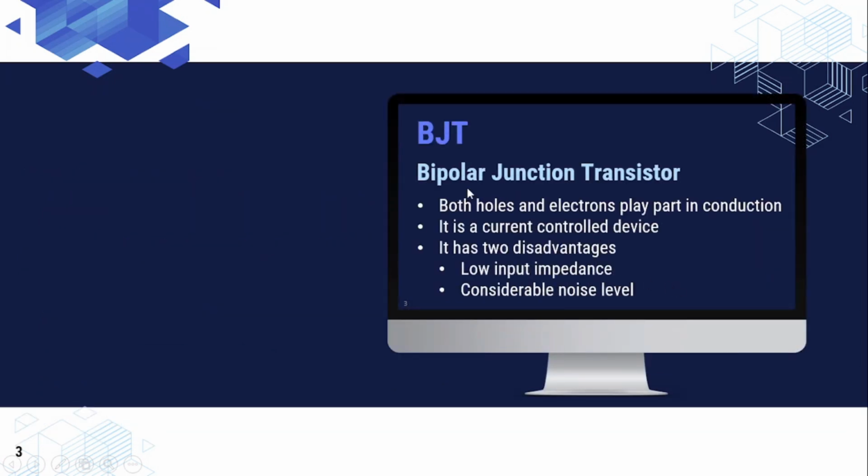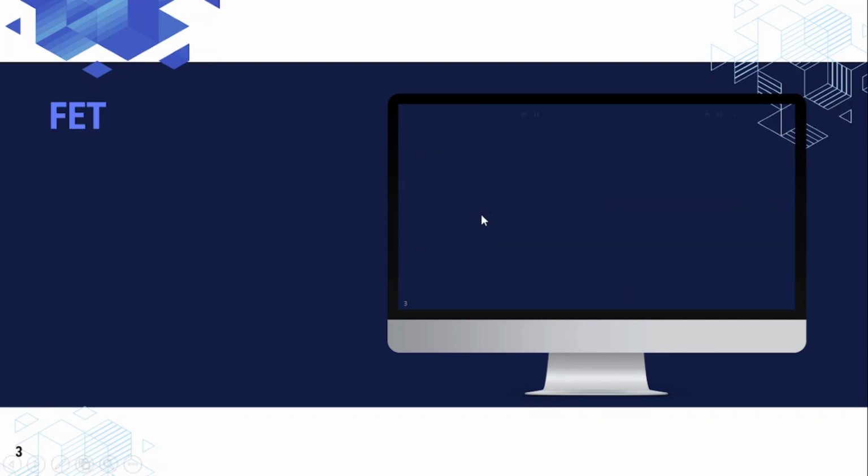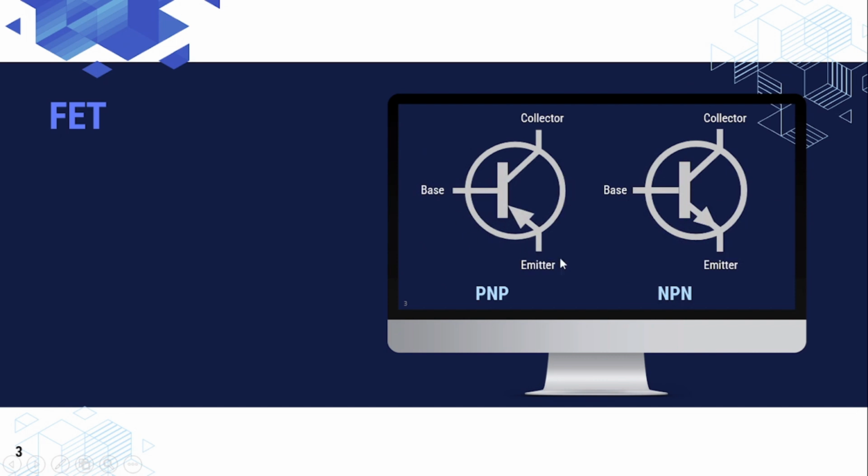So in short overview, in a bipolar junction transistor, both holes and electrons play a part in conduction. It is a current control device, but it has two disadvantages. What are they? Low input impedance and considerable noise level. To overcome this limitation, the bipolar transistor was gradually replaced by FET by the 1980s, which accelerated the development of logic and CPU units. This is the symbol for PNP and NPN transistor.